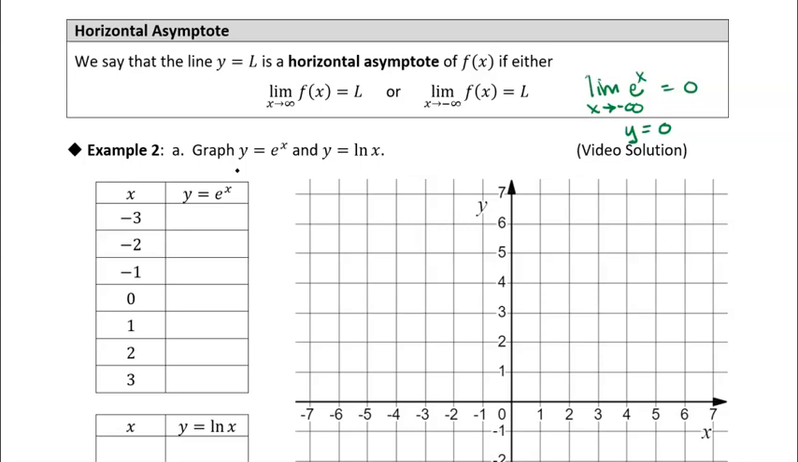So I'll just write it out. Horizontal asymptote.